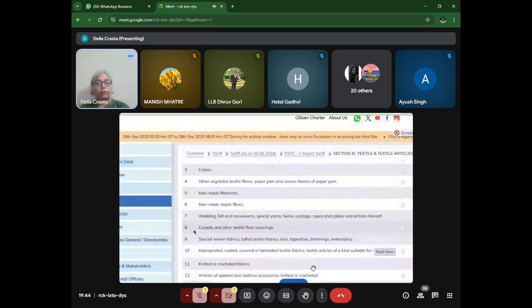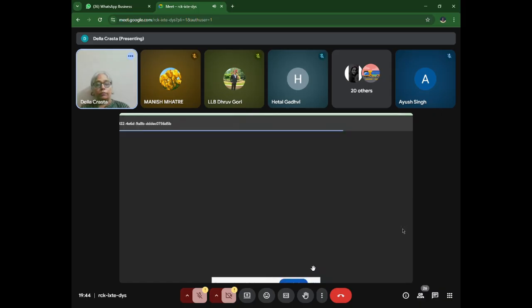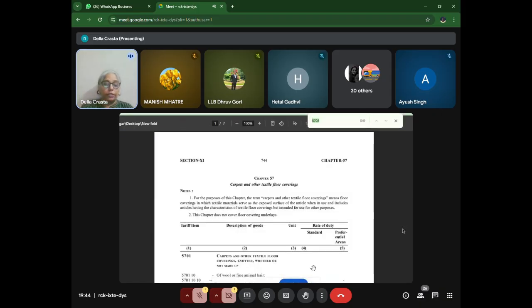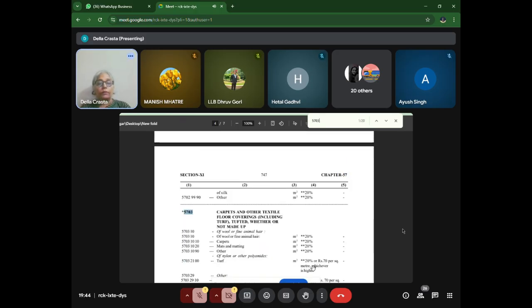Here, carpets and other textile floor coverings. So what was the HS heading? 5703. Carpets and other textile floor coverings, including turf, tufted, whether or not made up. Now you see carpets, tufted.